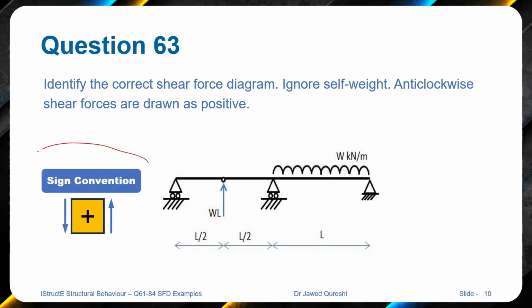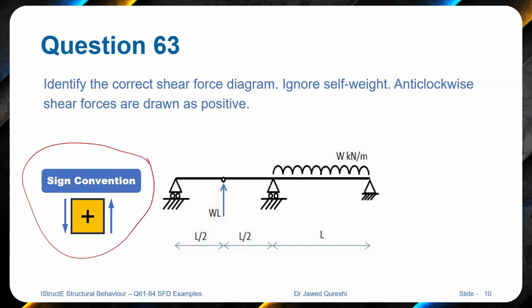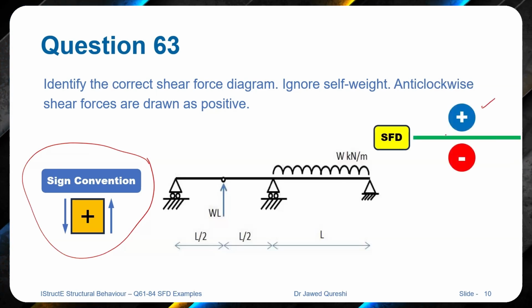This is the sign convention for anti-clockwise forces, which means that if we are starting from the right side, upward forces are positive, downward forces are negative. Positive forces are drawn at the top of the axis and negative forces are drawn at the bottom of the axis. Here we have a pin where a point load is applied and we have a uniformly distributed load. Let us see what options we have and what we can eliminate.